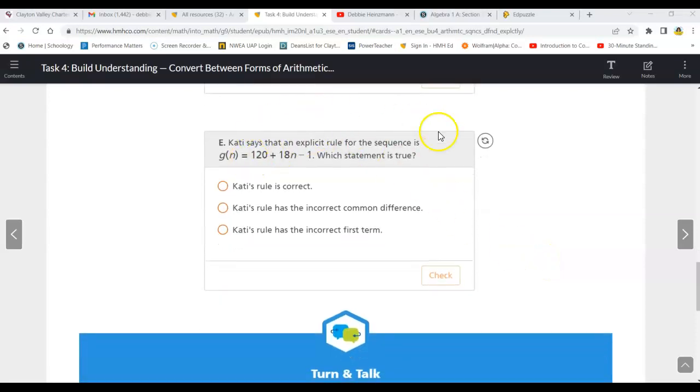So here, Katie says that an explicit rule for the sequence is G of n equals 120 plus 18 times n minus 1. Which statement is true? Katie's rule is correct, Katie's rule has the incorrect common difference, or Katie's rule has the incorrect first term.